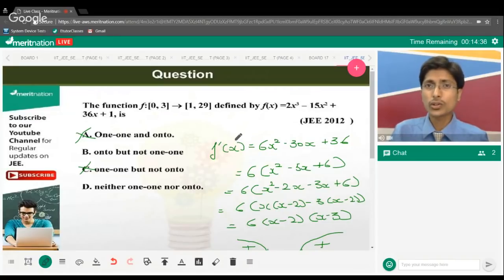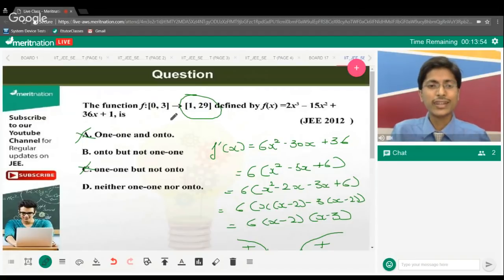Onto means that the codomain, this is my codomain, has to be equivalent to the range of the function. Now, what are the possible points that can give the maximum and minimum value for this function? The starting points f of 0, f of 3, and the points wherein it changes, because f dash x is 0 at maxima or perhaps the minima. So we'll be checking the values of f(x) at the crucial points 0, 2, and 3. So 3 points we'll be checking.